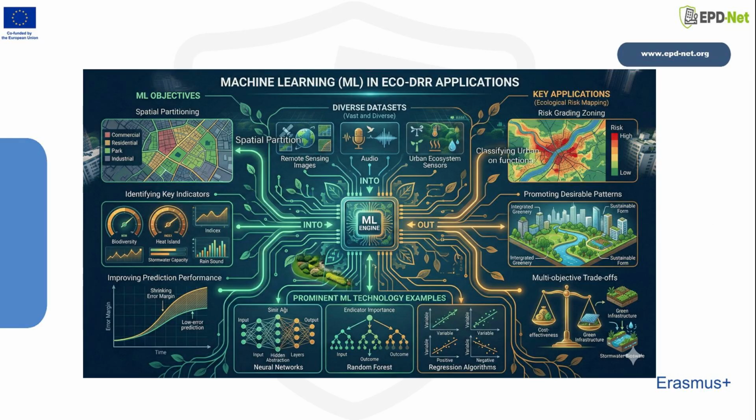At its heart, ML is powerful because it enables systems to identify patterns from vast and diverse datasets. This includes everything from remote sensing images to audio and sensor data collected across the urban ecosystem. We see this realized through various ML technologies. Prominent examples include neural networks, which can identify various feature values of disaster risk with low error, the random forest algorithm, essential for evaluating the relative importance of indicators, and various regression algorithms used to assess variable correlations.